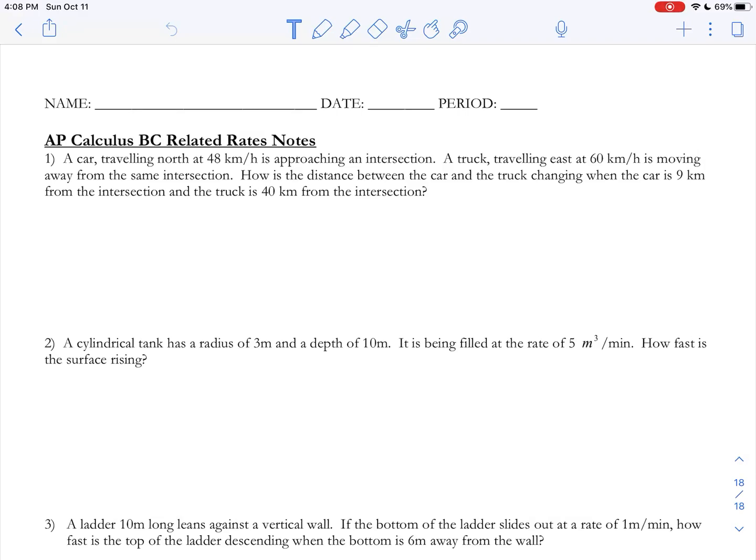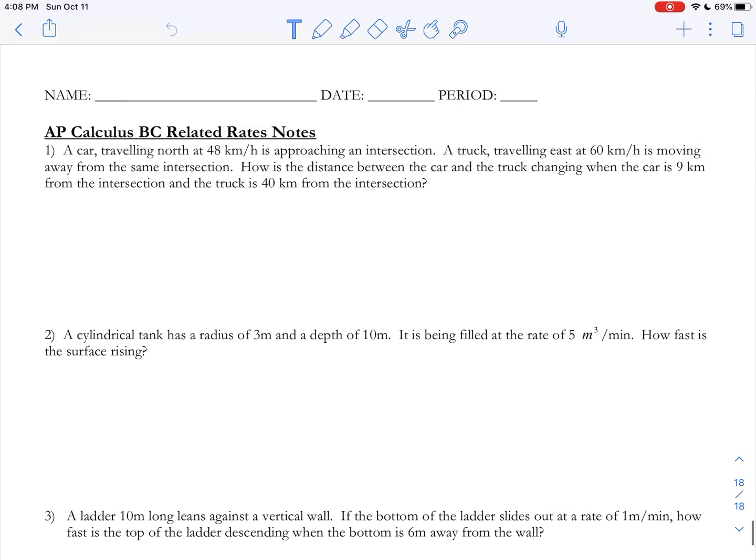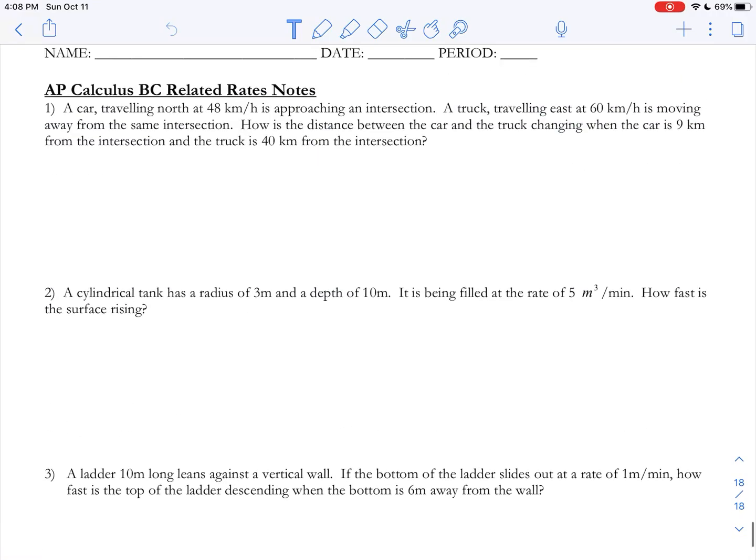We're going to go over now the second example in your related rates notes on page 18. For this example, you have a cylindrical tank that has a radius of 3 meters and a depth of 10 meters. It's being filled at a rate of 5 meters cubed per minute. How fast is the surface rising?